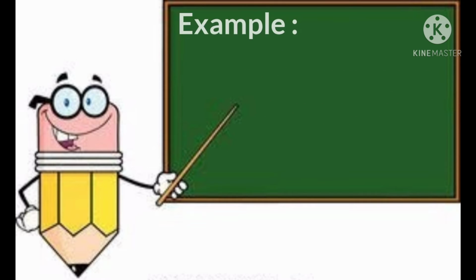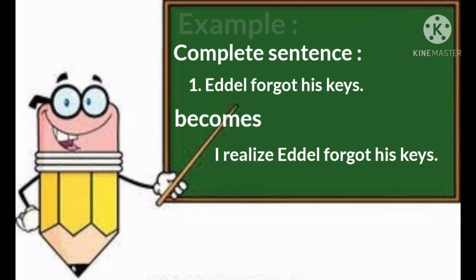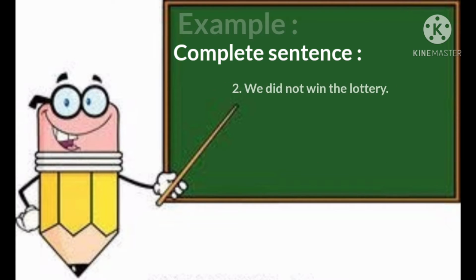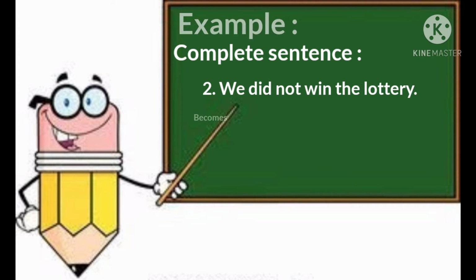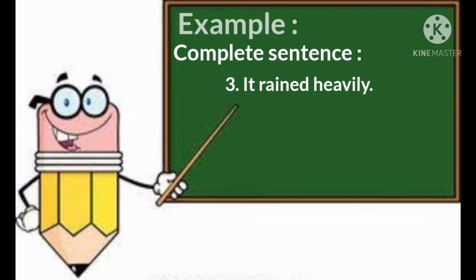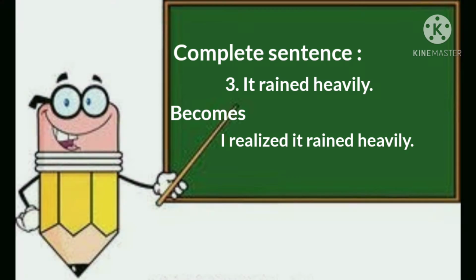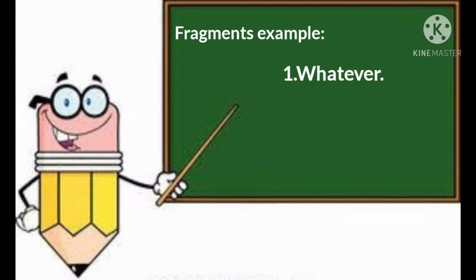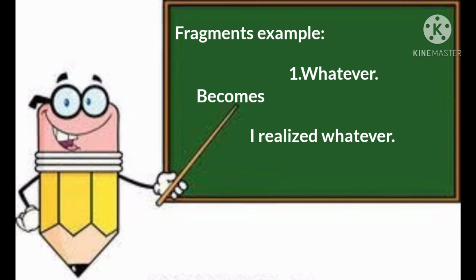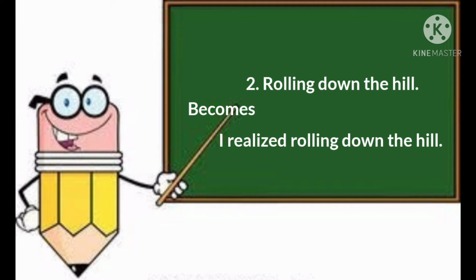So here are the examples. For complete sentences, "Idel forgot his keys" becomes "I realized Idel forgot his keys." Next example, "We did not win the lottery" becomes "I realized we did not win the lottery." And the last example, "It rained heavily" becomes "I realized it rained heavily." So it sounds okay. That was the complete sentence. Now let's proceed to the fragments examples. "Whatever" becomes "I realized whatever." Next, "rolling down the hill" becomes "I realized rolling down the hill." So it sounds strange, am I right?